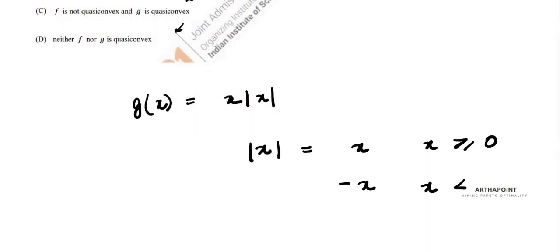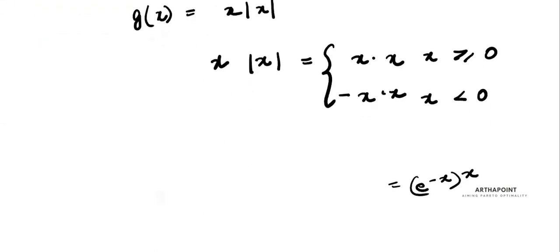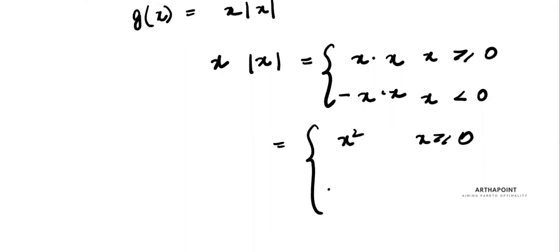Let me take g of x first. This is x mod x. So mod x is x when x is greater than or equal to 0, minus x when x is less than 0. So x mod x will be, you just multiply it with x. So this is going to be x square if x is greater than or equal to 0, minus x square if x is less than 0.